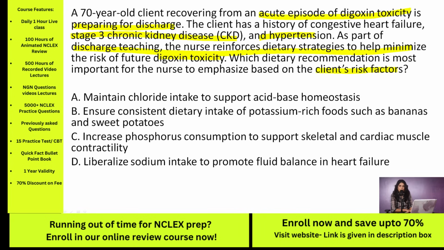The correct answer is option B. Ensure consistent dietary intake of potassium-rich foods, such as bananas and sweet potatoes.